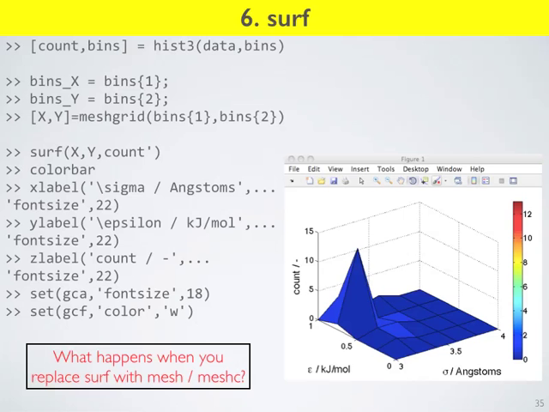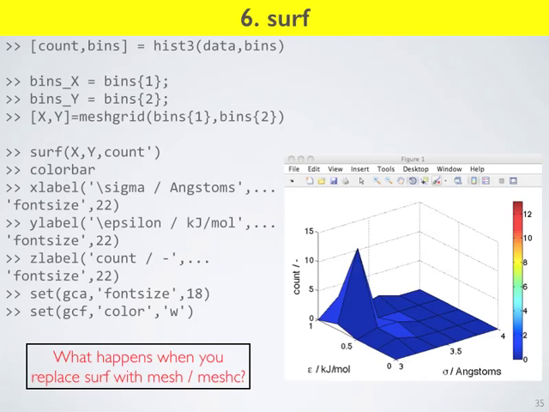And so you just do hist3 to give you your counts and your bins. You put your bins into these vectors, which then go into this weird command called meshgrid, which basically just gives you your X, Y plane of points, and then you can plot them using surf. So you can do surf, X data, Y data, and your counts. This is sort of a weird command.